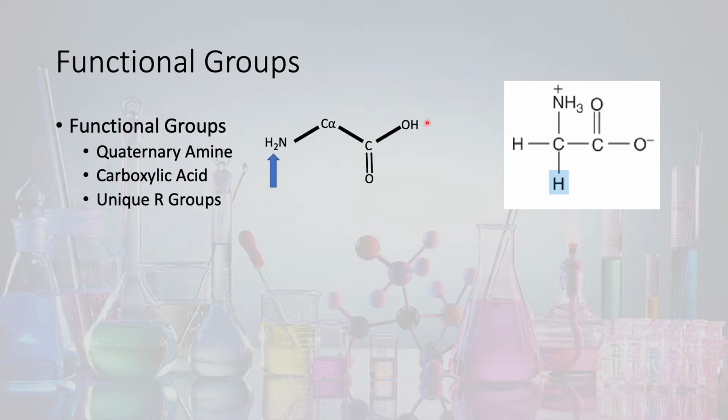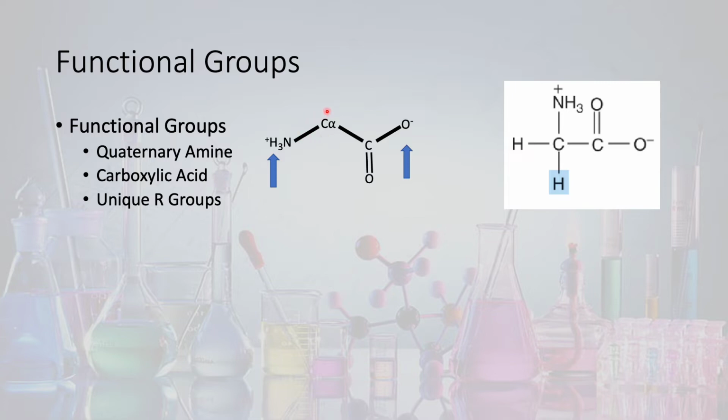Similarly, over here, our carboxylic acid in the right environment can donate its hydrogen, and now it can carry a negative 1 charge. These characteristics are unique to each amino acid, but all the amino acids share very similar characteristics. Every amino acid is going to have a quaternary amine that can function as an acid or base, and every amino acid will also have a carboxylic acid that can function as an acid or base, again, depending on the surrounding solution that it's in.